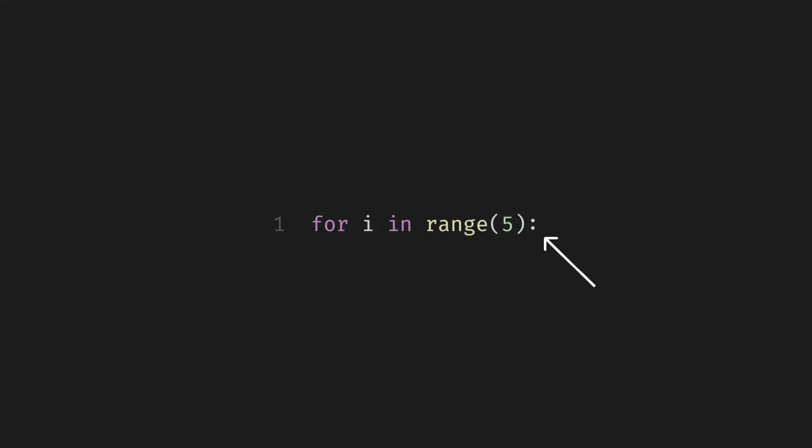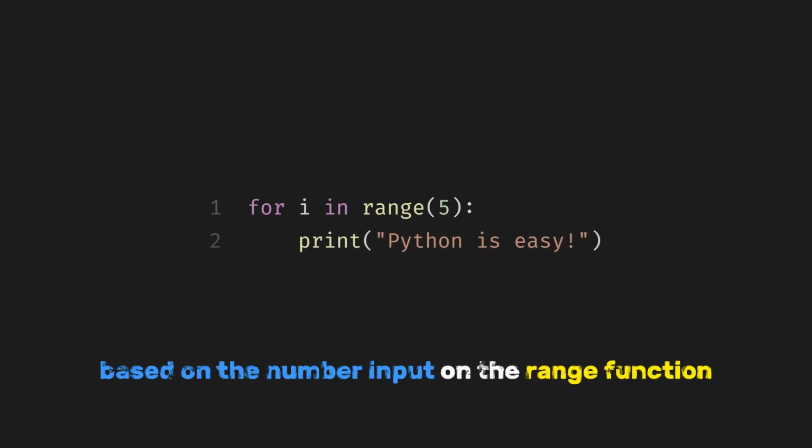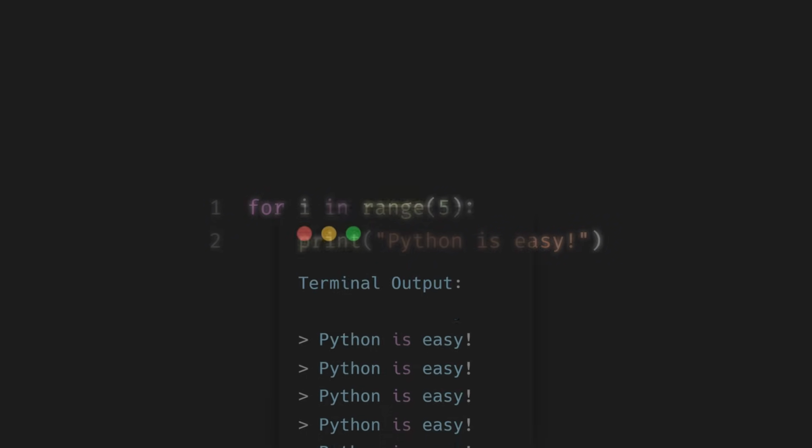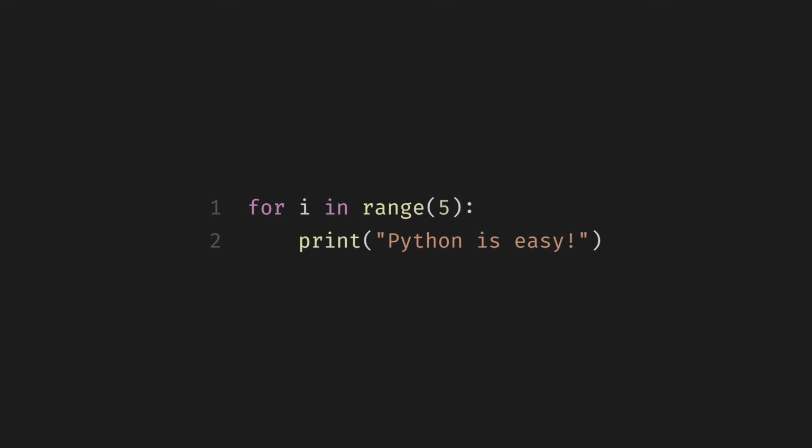The colon just shows that a for loop is a block. Let's add the expression that will run 5 times based on the number input on the range function. When this code runs, the terminal output will be "Python is easy" printed 5 times. Another useful convention in Python is that if a variable in a for loop is not needed, an underscore is commonly used instead.